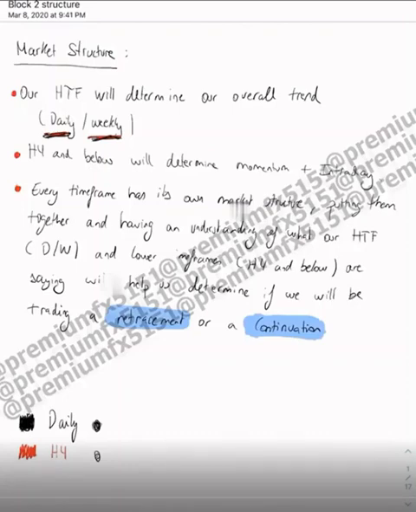H4 and below, when I say below, is H4, H1, M15, are going to be my intraday time frames to look into. And then we're going to have our momentum time frames, which are M5 to M1. Okay, so those time frames are going to be relevant.